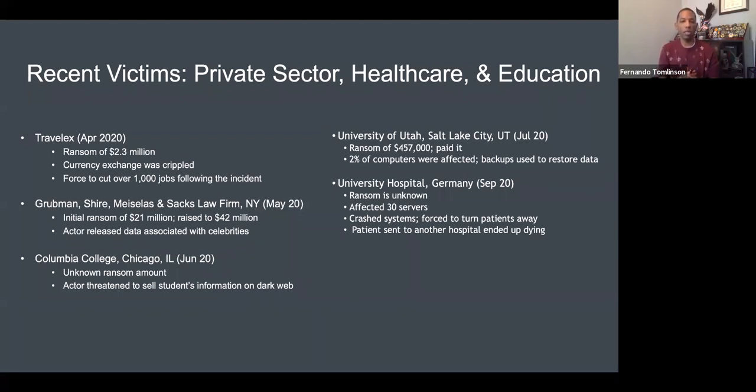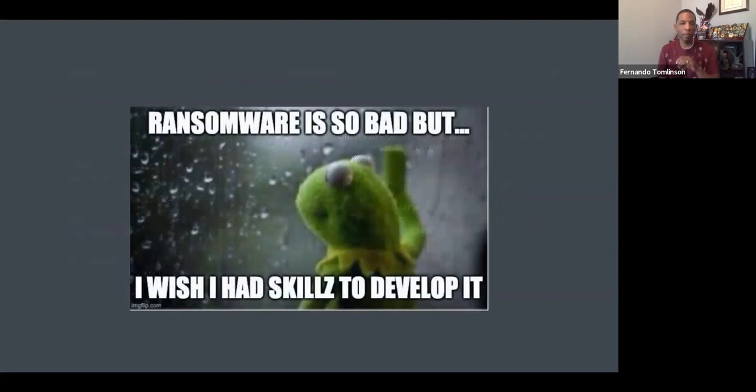Then we have University Hospital. I didn't get the location in Germany. I don't even know what this ransom amount is, but it affected 30 servers, crashed systems. The hospital was forced to turn patients away. And as they did so, en route to another hospital, a patient actually ended up dying, right? They expressed a little bit of remorse, but when we talk about ransomware and people not really caring, it's all about financial gain. We see it in play, okay?